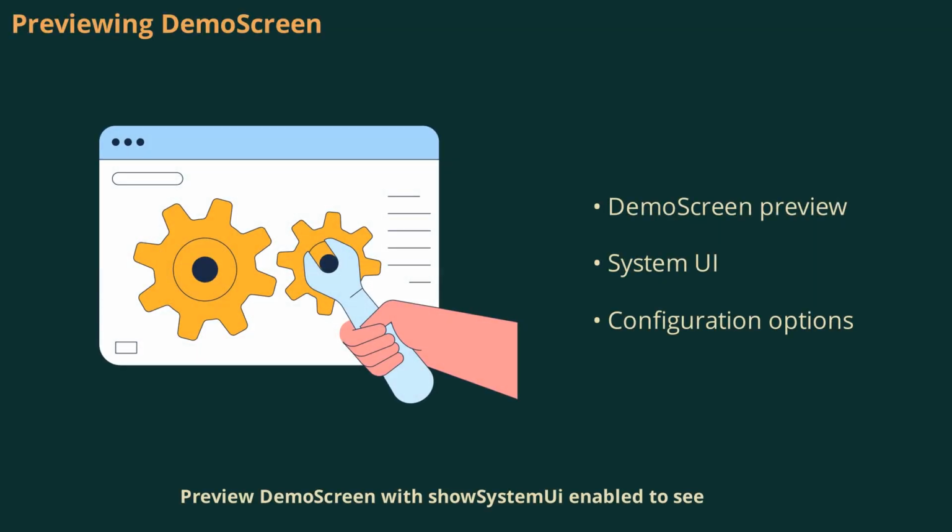Preview demo screen with show system UI enabled to see how your app will look on a device. Use the preview configuration picker to adjust device type, screen size, orientation, API level, and locale. This helps you test your UI across different scenarios.